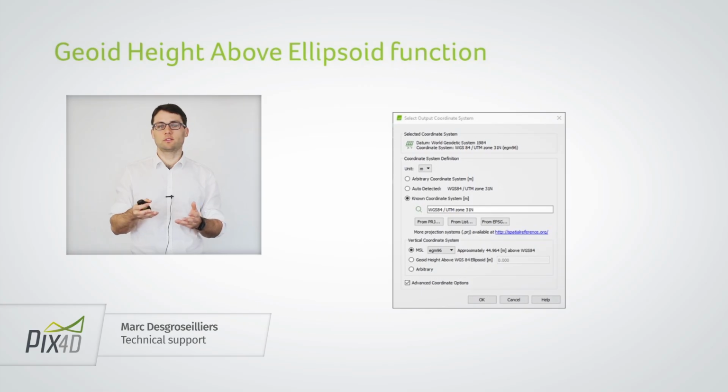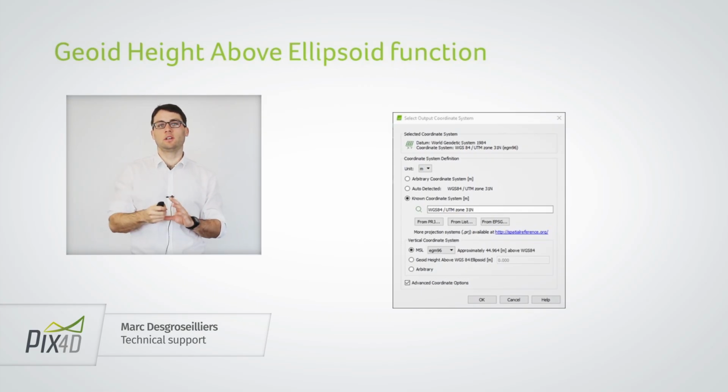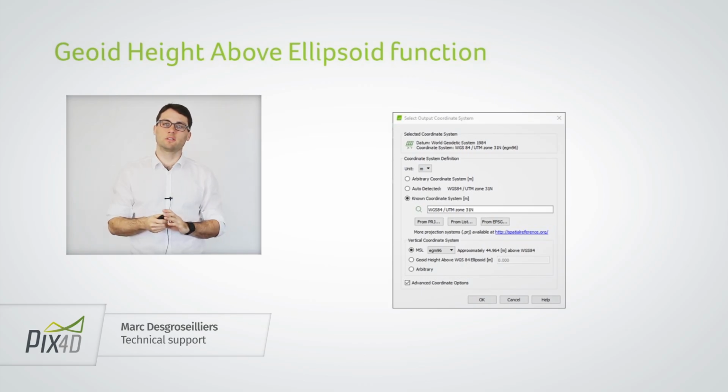What you should do is compute the difference at the location of your project between the ellipsoid and the vertical system that you would like to use. So if there's a 20-meter offset between these two at your location, then you should use the height of the geoid above ellipsoid function, and you can enter 20 in this field, and then this will raise your project by 20 meters, and so it will use the vertical coordinate system that you would like to use.